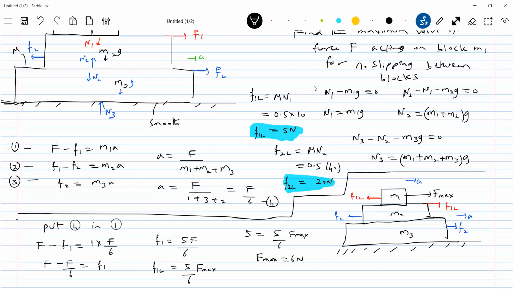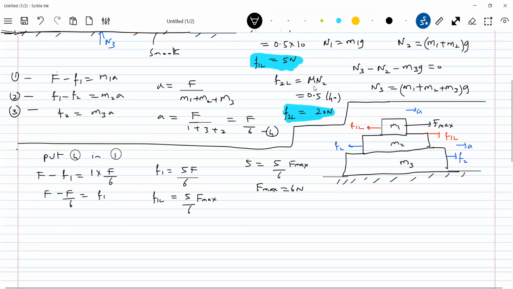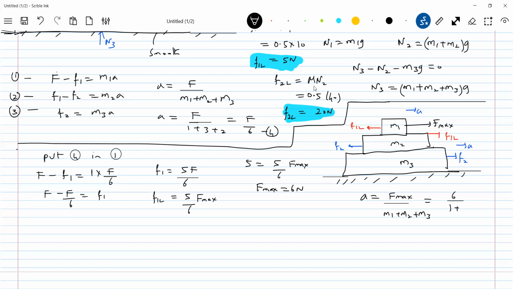Got this? If you apply 6 Newton force, what will be the acceleration of the system? Acceleration equal to F max by M1 plus M2 plus M3, because all the friction forces become internal. So this should be equal to 6 by 1 plus 3 plus 2. This is equal to 1 meter per second square. Let's calculate the F2 value. F2 is equal to M3 into A.